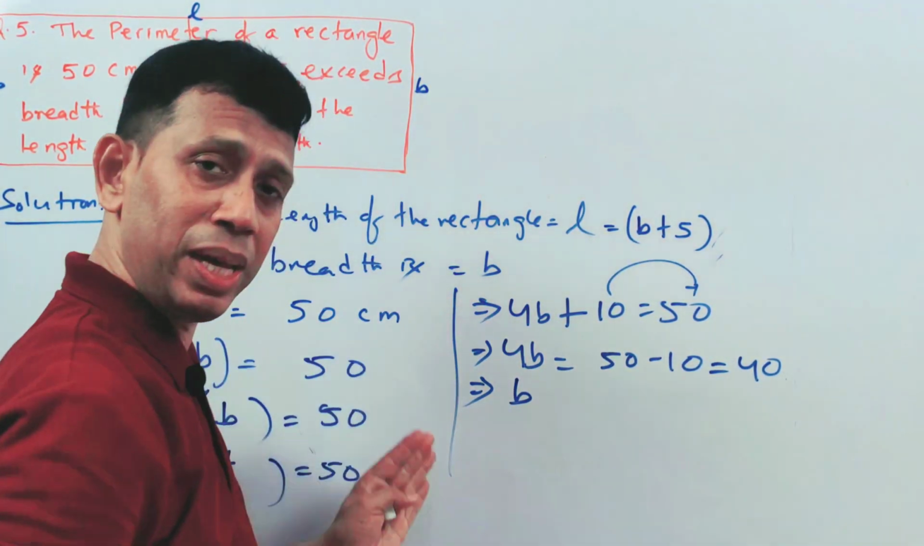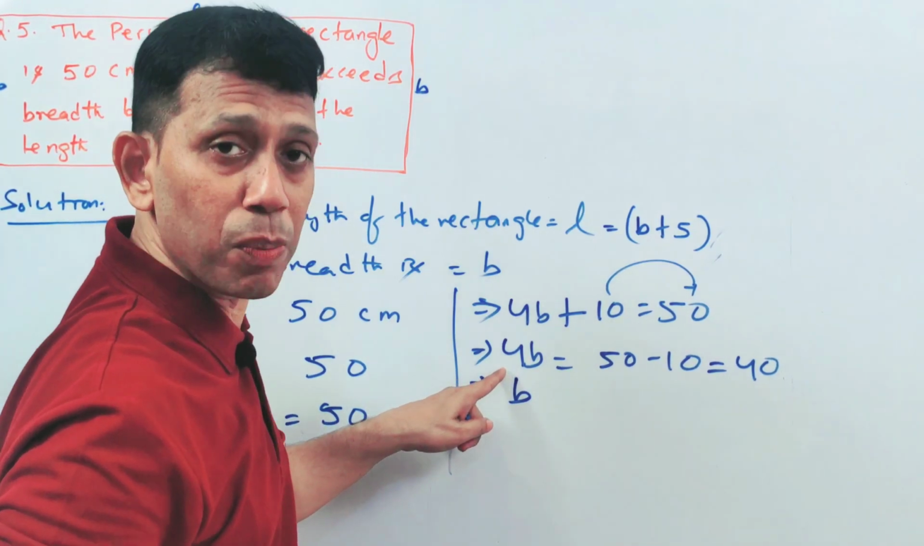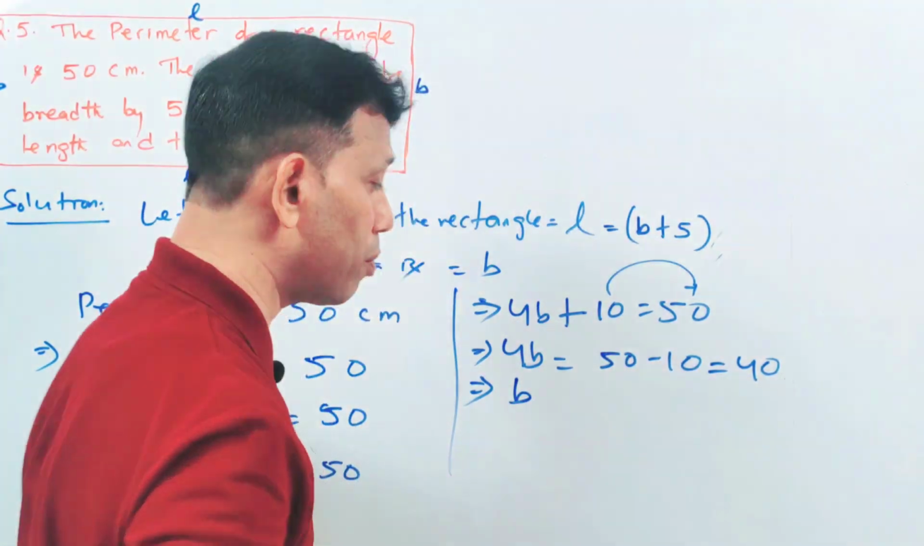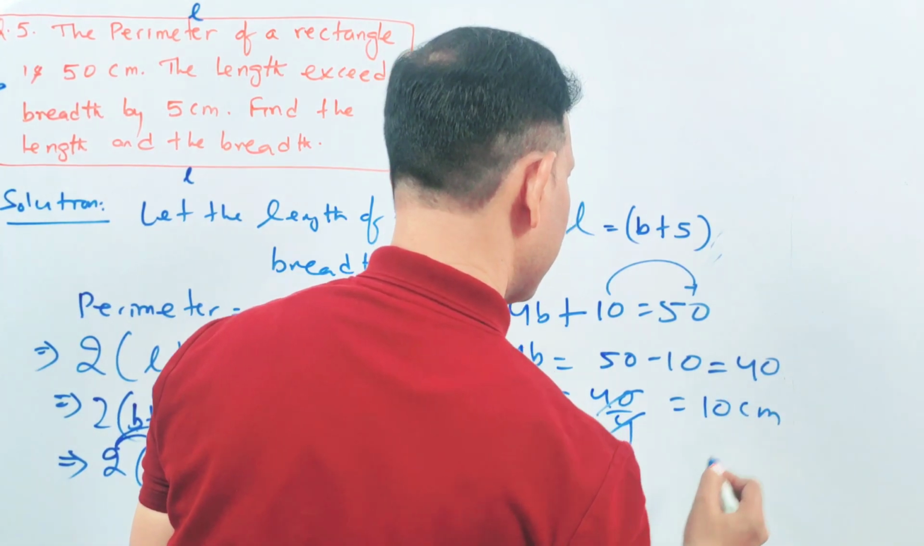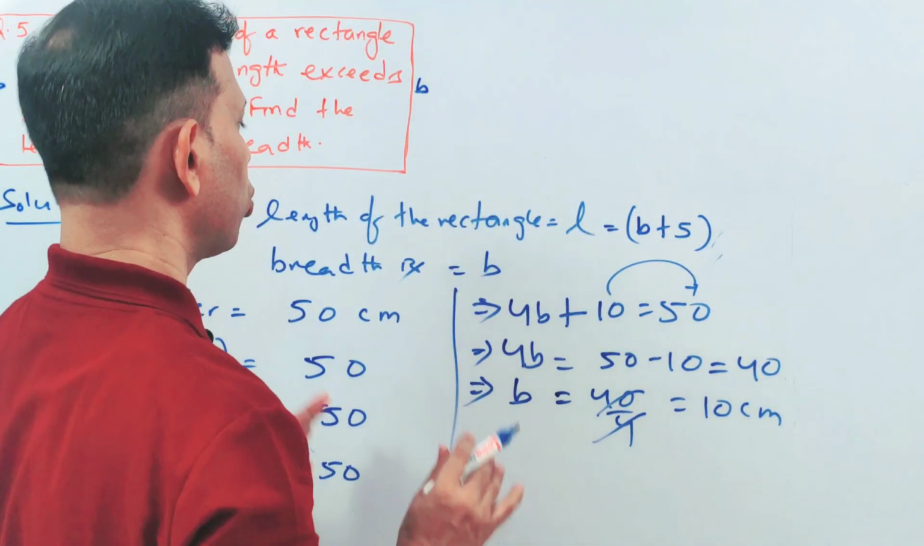4B means 4 into B. So I will keep B here. As 4 is multiplied here, if it will go to that side, it will be divided. So 40 divided by 4, that is 10 centimeter. So breadth is 10 centimeter you have got.